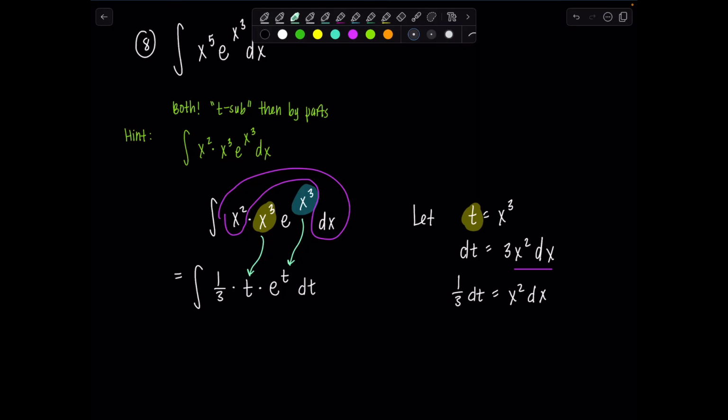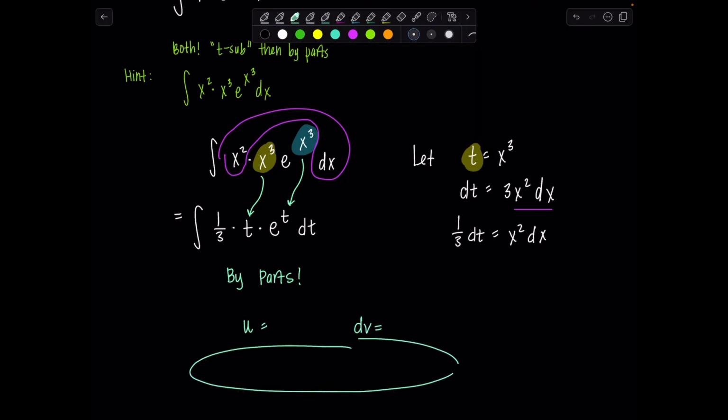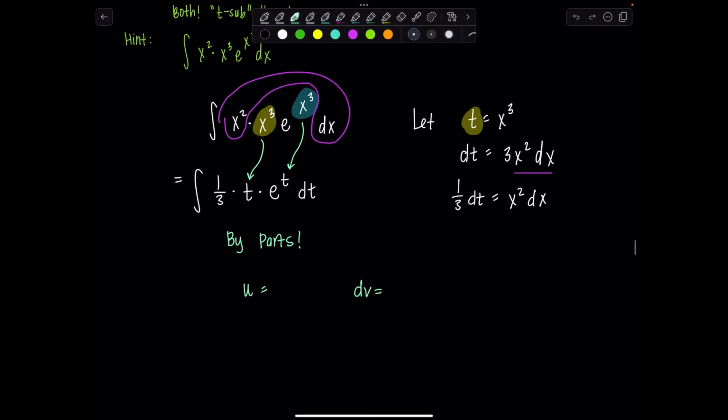Okay, good. So now it's time for by parts. Aha. So who should be u and who should be dv? Remember, I want the row below it, du times v, to be as easy as possible to integrate. So let u be t. In fact, let's put the 1/3 with it. 1/3 t, and then dv will be e to the t dt. So then du is just 1/3 dt, and v is e to the t.